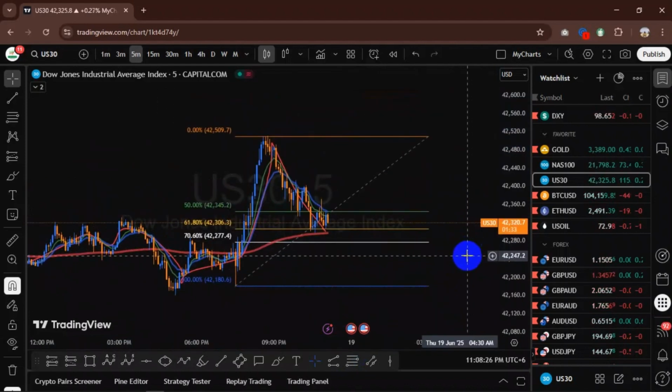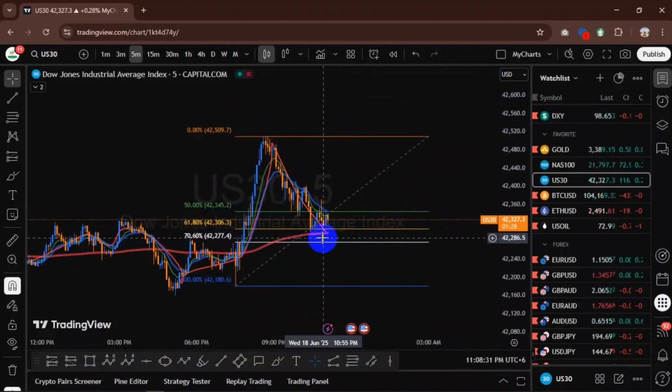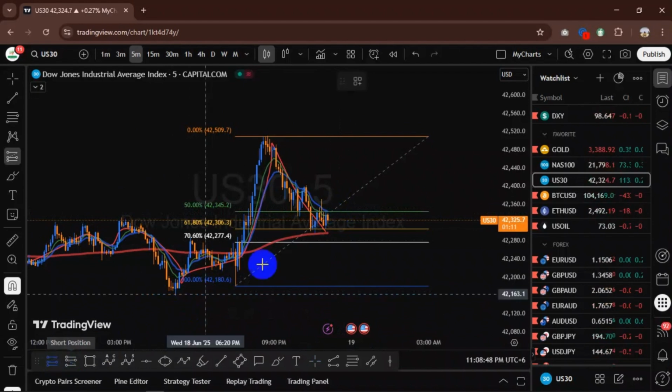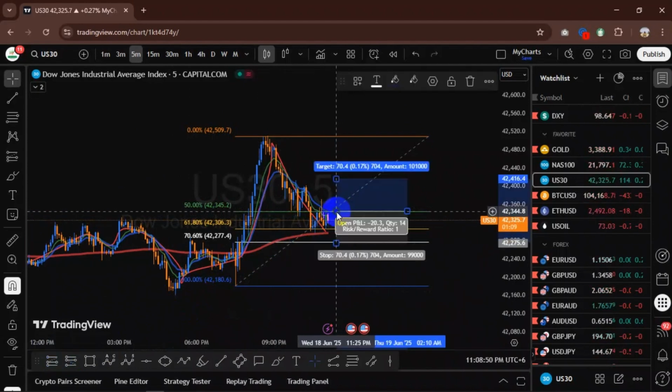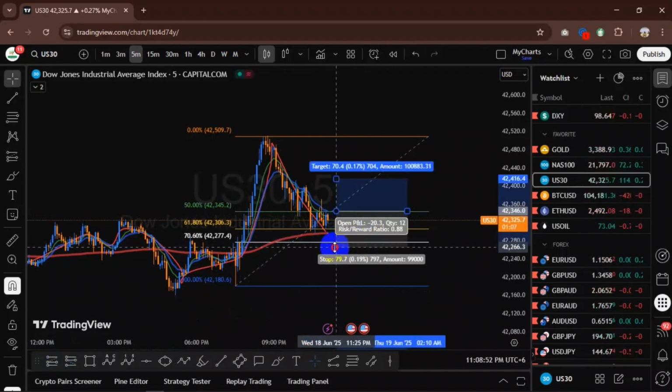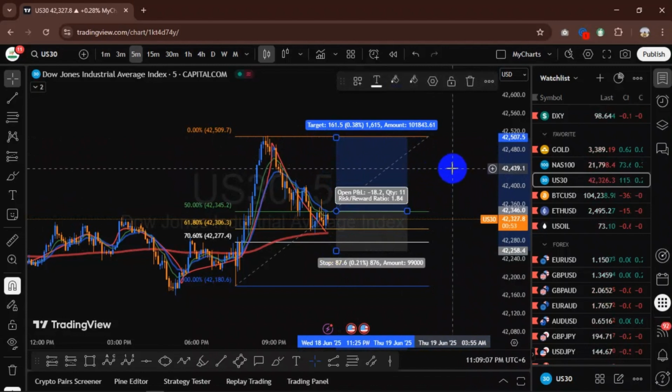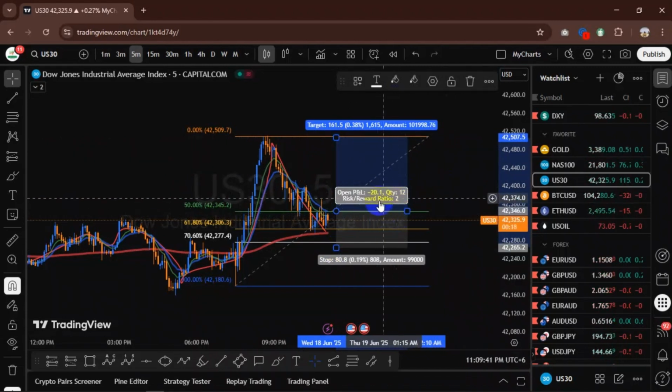After that, when I get a perfect pullback, then I enter something like this: if I see a 5-minute candle close above this 50% area, then I will enter something like this, and my SL will be below this 70%, and my TP will be the next high, to make your risk reward ratio at least 1:2.